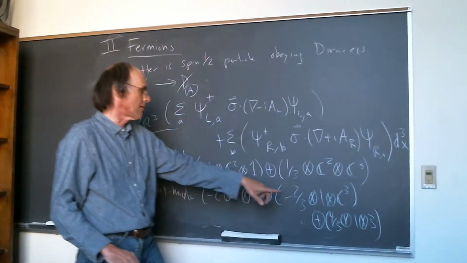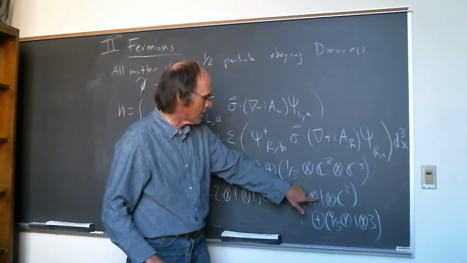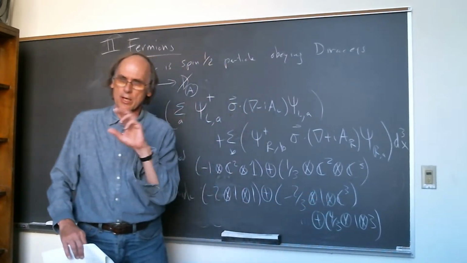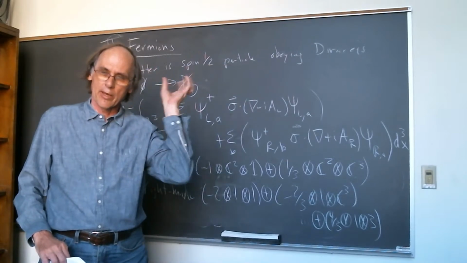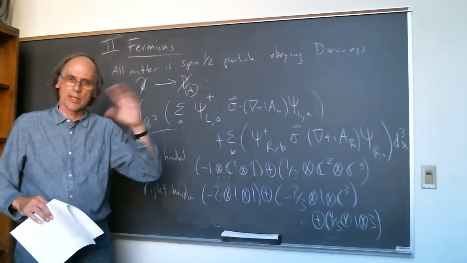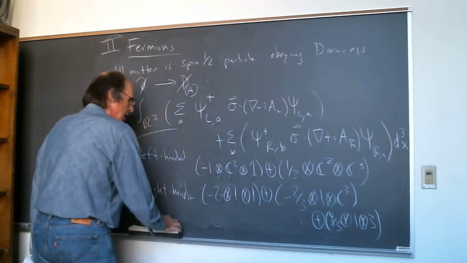So the left-handed quarks feel the weak interactions, the right-handed quarks don't. So this is this kind of weird aspect of the theory, that the weak interactions are very chiral. They only affect the left-handed particles, not the right-handed particles.